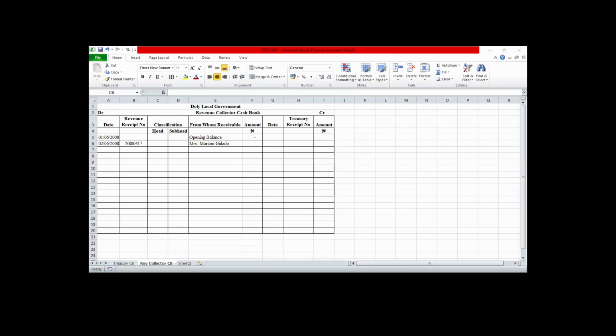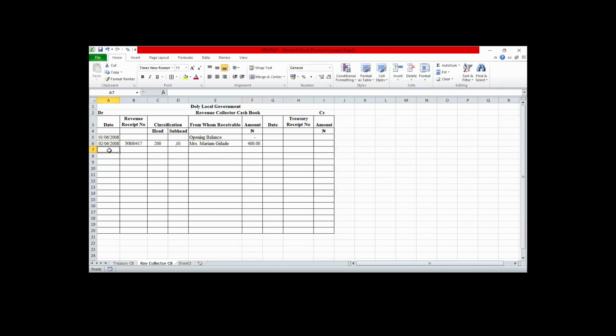Now, Mrs. Miriam Gidado paid for declaration of age. Is that not so? That is 01. Yes, sir. 200 under what? 01. How much does she pay? 400. She paid 400 naira.